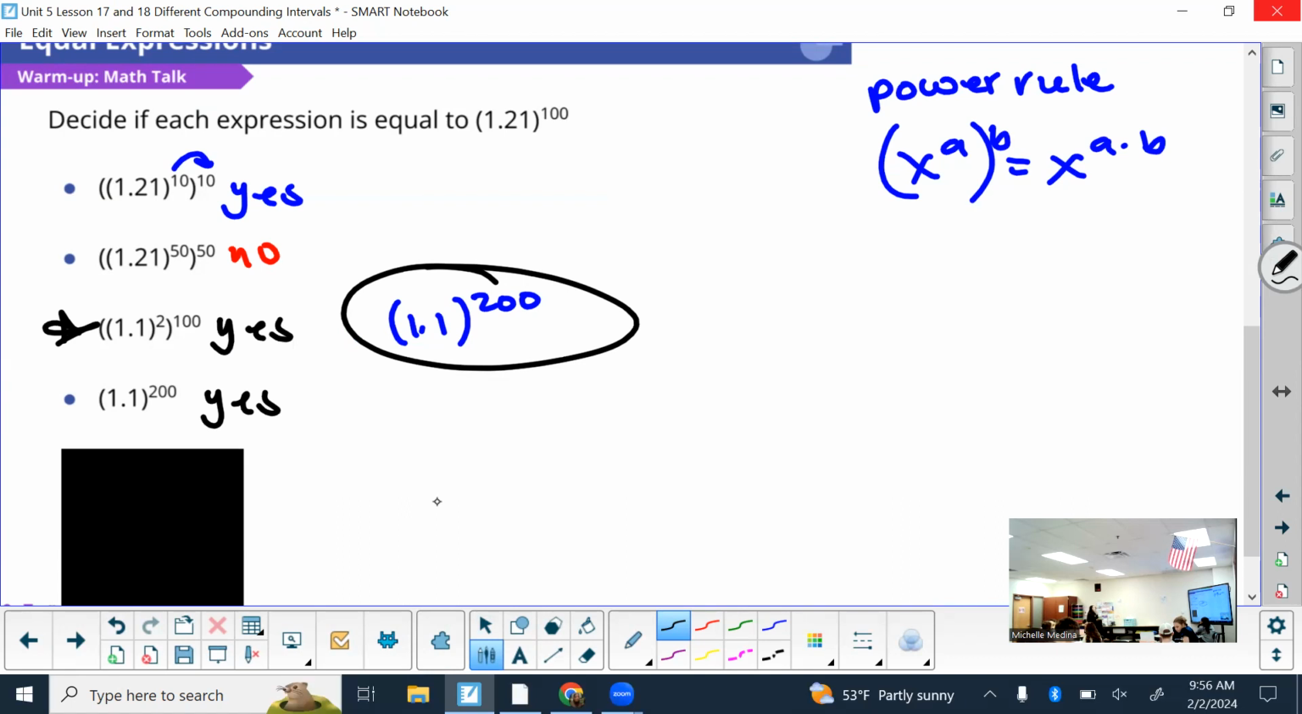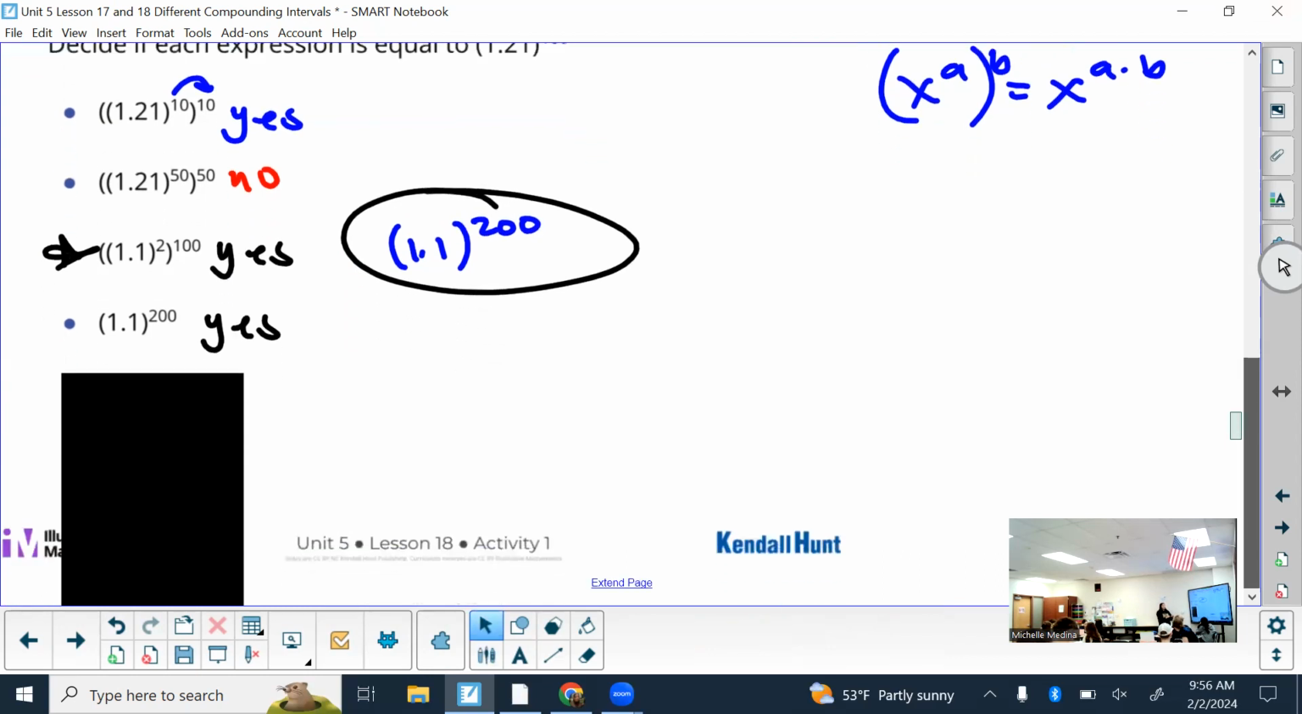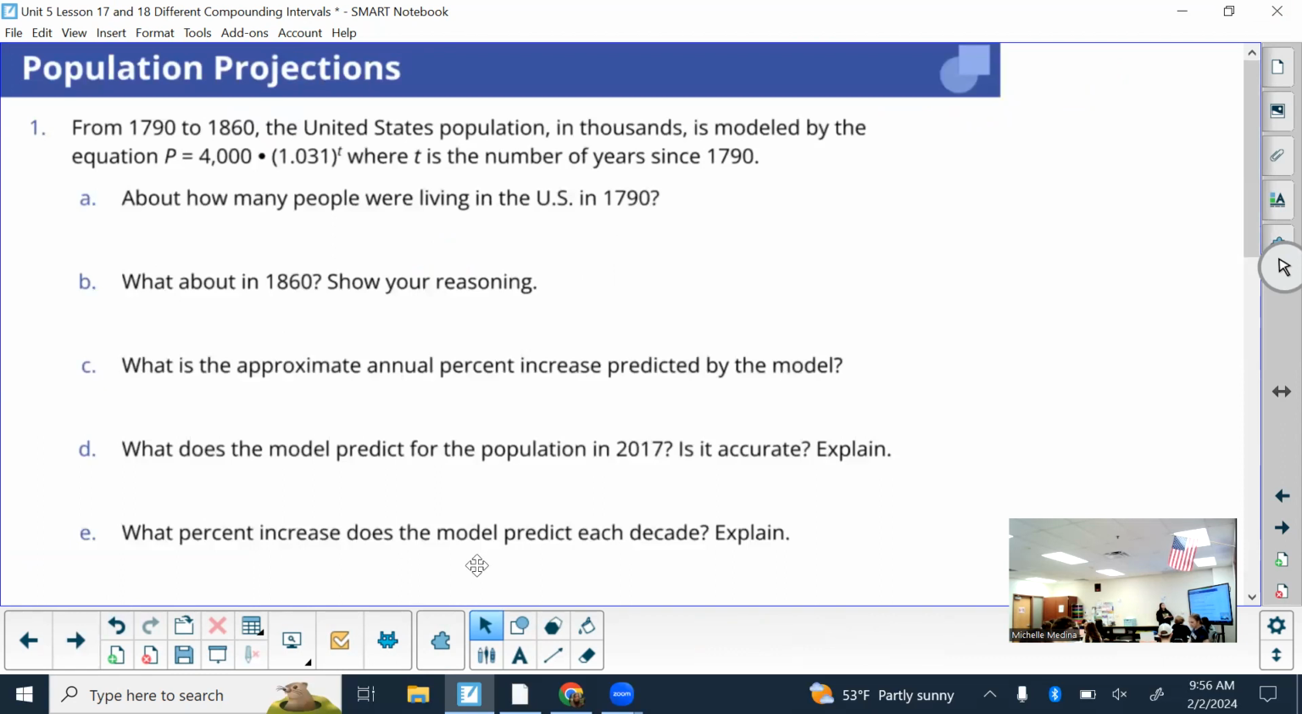All right, our last activity before I let you just work on the practice. The one that's underneath this one is really good practice for the test that's coming up. It covers almost all parts. So from 1790 to 1860, the United States population in thousands is modeled by this equation, where T is the number of years since 1790. You're going to answer all these different questions related to the real life situation given the equation.